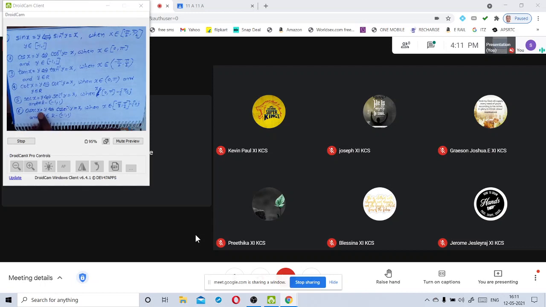Cosecant x is equal to y. This trigonometric equation can be written as inverse trigonometric equation cosecant inverse y is equal to x when x belongs to close interval -pi/2 comma pi/2 minus a singleton set 0 and y belongs to R minus open interval -1 comma 1. Okay, my children.